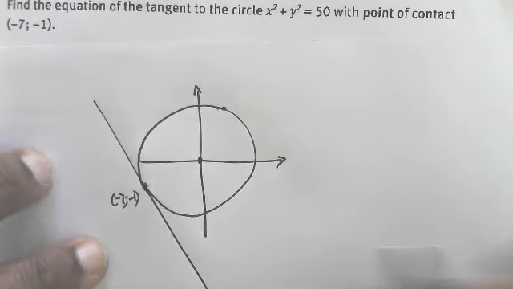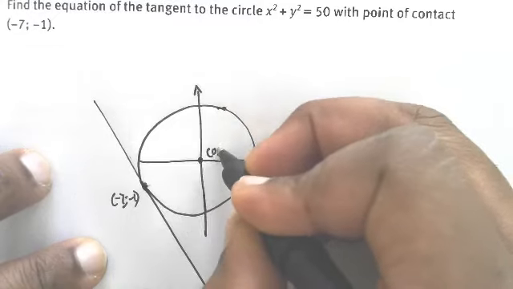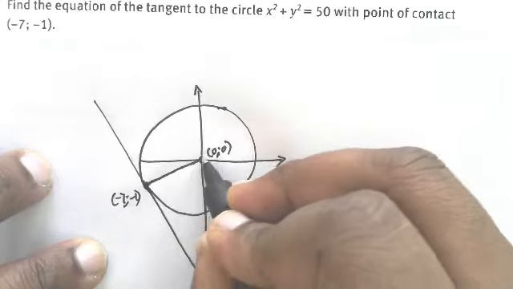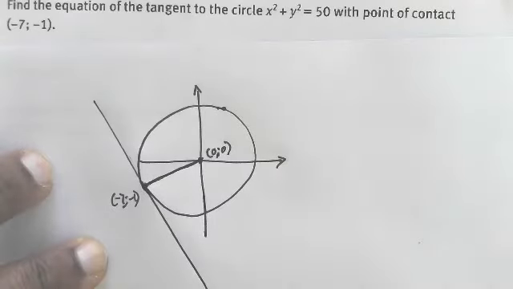Now, this center is 0, 0. That point is 7, 1. So if I draw this line, it's easy for me to find the gradient for this line. You can find it, isn't it?